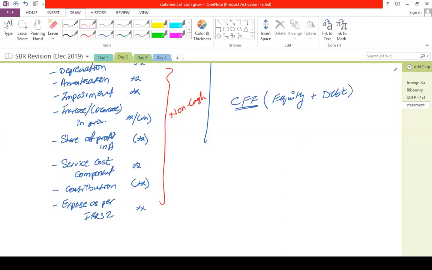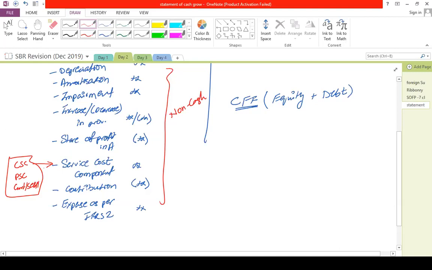Noor Farah is saying, can you explain again the service cost? Noor Farah, when we talk about IAS 19, the current service cost, the past service cost, the gain or loss on curtailment or settlement, all these values are recorded in the service cost component as an expense. So that expense is something that we call non-cash. That is why we are adjusting that to remove its impact. Josie, the past service cost is already added in the service cost component. It's already added over there.